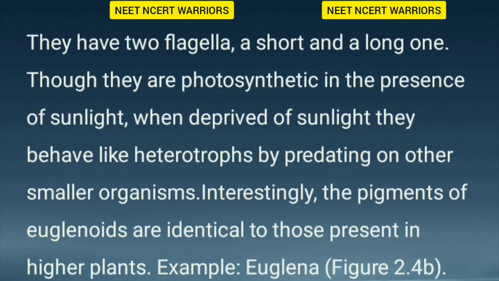Though they are photosynthetic in the presence of sunlight, when deprived of sunlight, they behave like heterotrophs by predating on other smaller organisms. Interestingly, the pigments of euglenoids are identical to those present in higher plants. Example: Euglena. You can see Euglena in figure 2.4b.